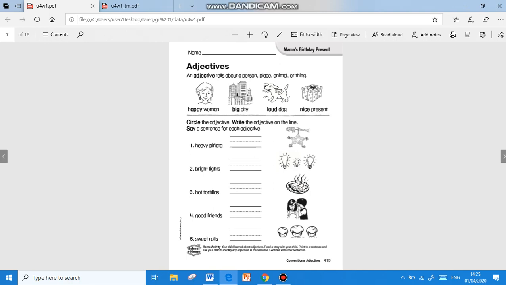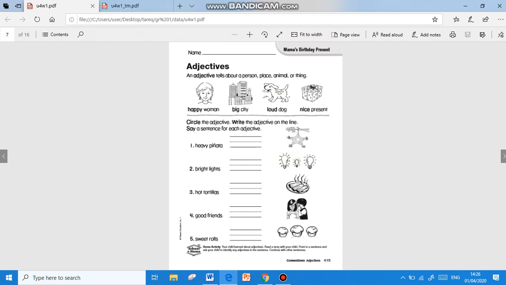An adjective tells about a person, place, animal, or thing. Okay, we are going to describe this woman. She's happy. Look, she's smiling. So to describe this woman, we said happy. And look at this picture. We are going to talk about this city. We describe the city as big. This city is big. And loud dog. Look at this present. This is a nice present.